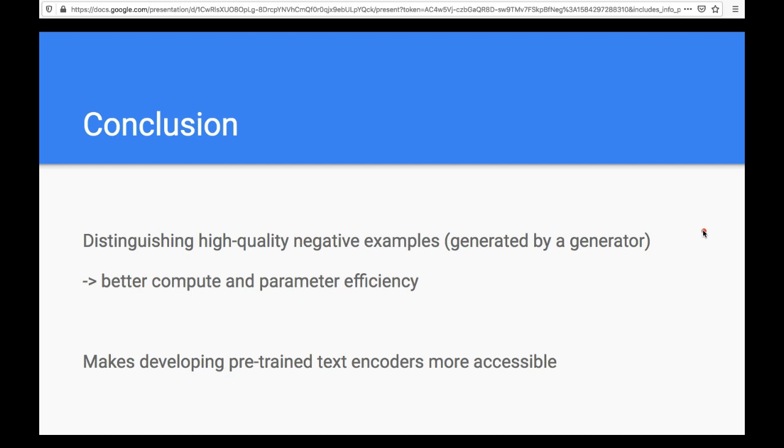So here we go. We have the conclusion. The conclusion is that distinguishing the negative examples generated by the generator actually improves the training process a lot, because those negative examples are not just random replacement. They are replaced by a very advanced generator, which is the BERT architecture. So it gives us much better compute efficiency and parameter efficiency.